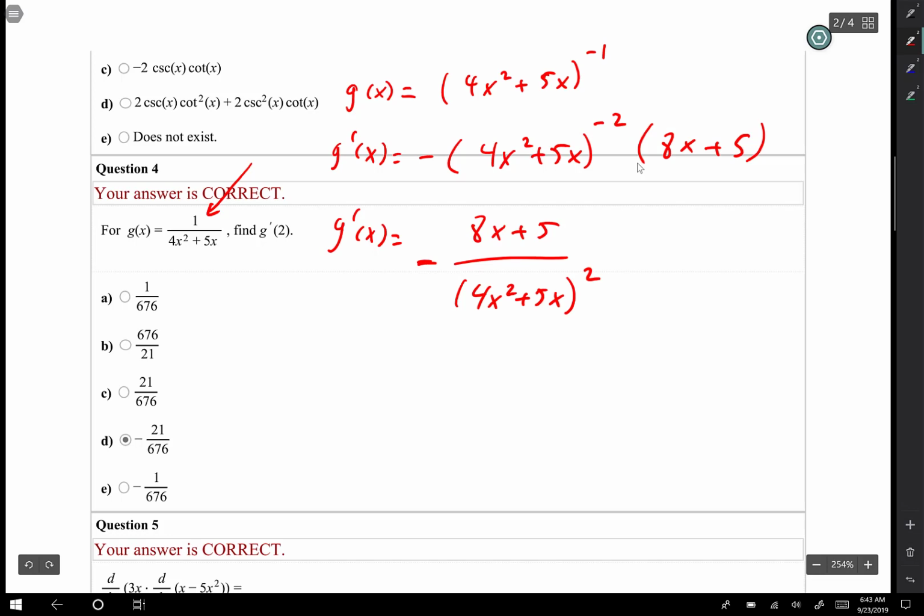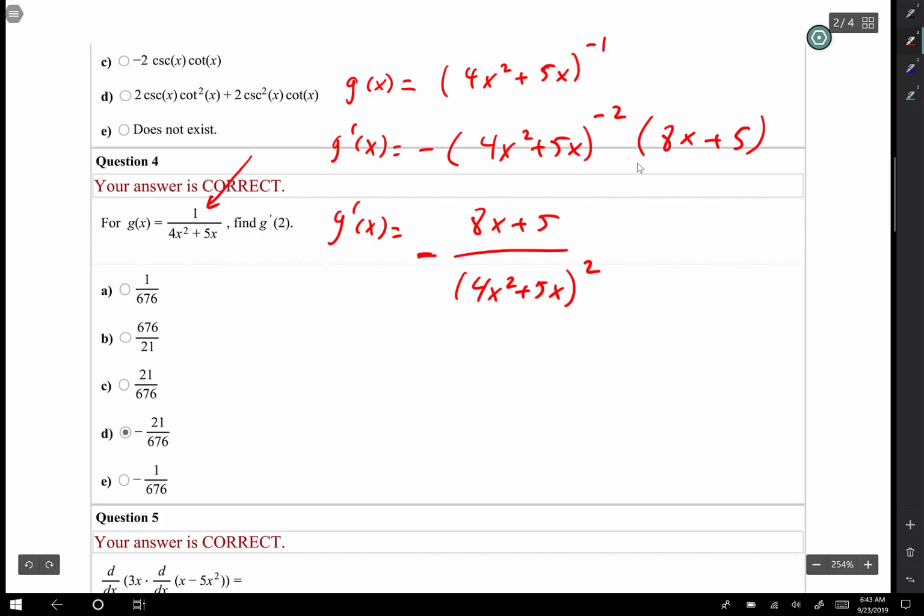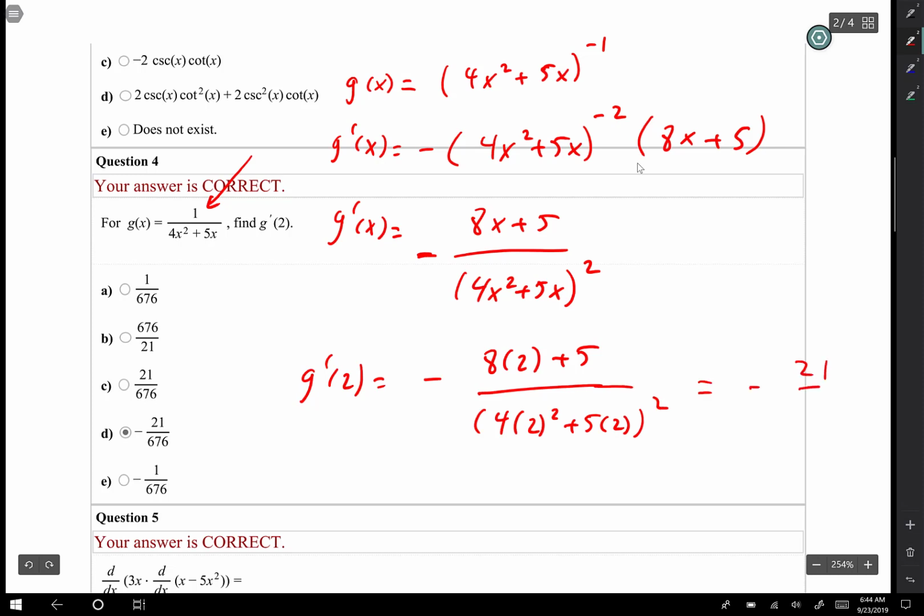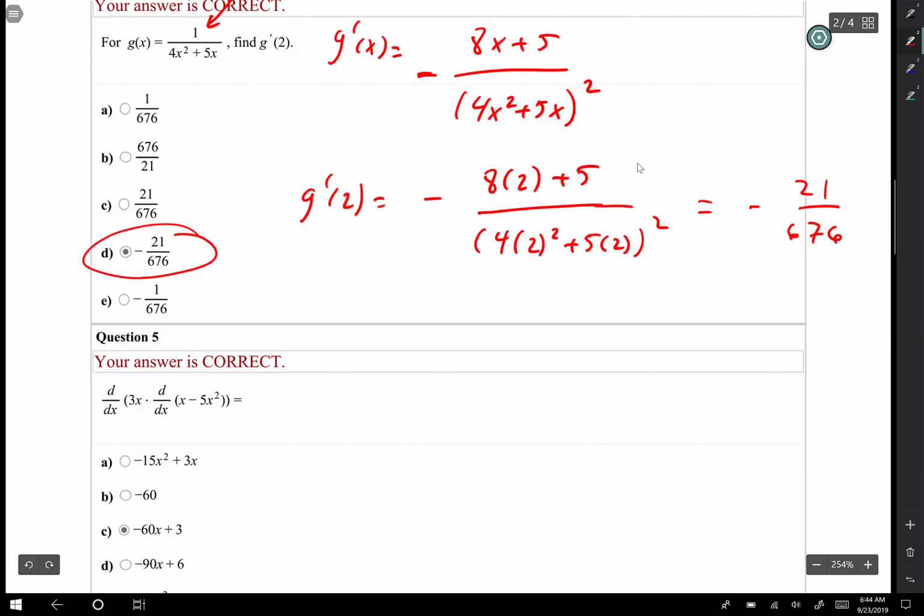Now I'm going to go ahead and plug in a 2. g prime of 2 equals negative 8 times 2 plus 5 over parenthesis 4 times 2 squared plus 5 times 2, and all that is squared, and you will get the answer. There you go. Alright, let's keep going.